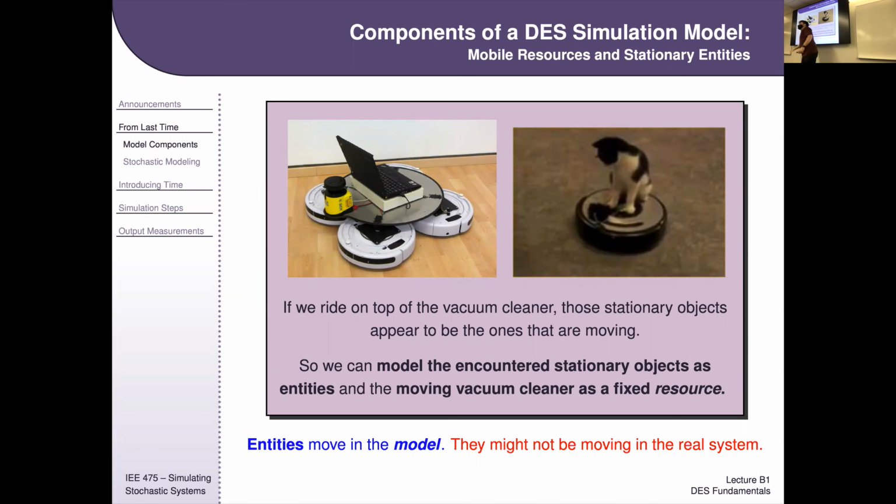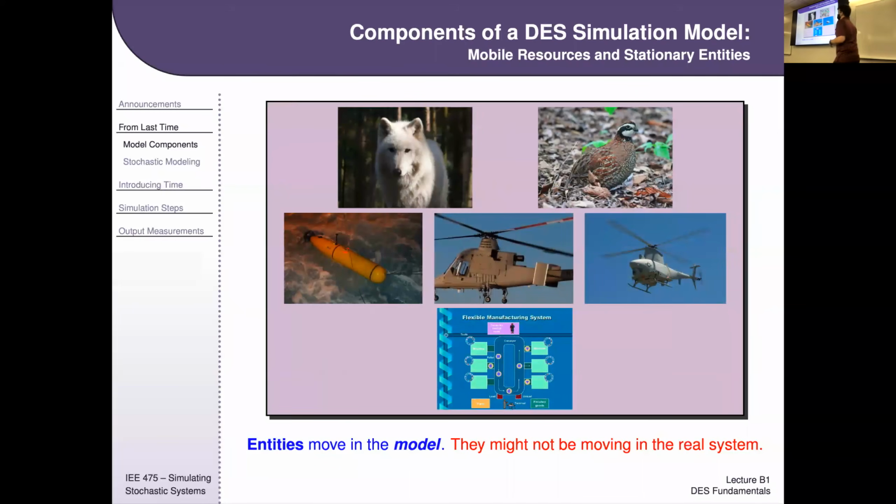So even though in the real world the vacuum cleaner is moving, we might model the logic going on in the vacuum cleaner. Do I linger in this area? Do I pick up this type of dirt? Do I pick up this other type of dirt, et cetera? Those sorts of decisions might be modeled as if the vacuum cleaner is stationary and the dirt is just arriving to the front door of the vacuum cleaner.